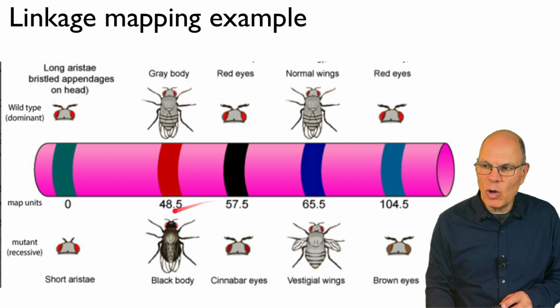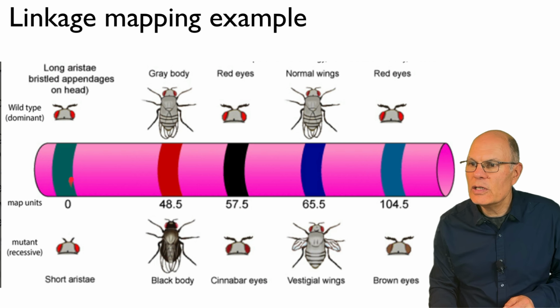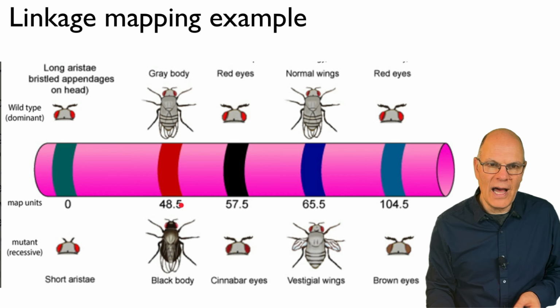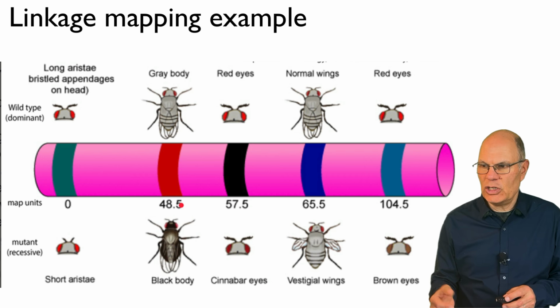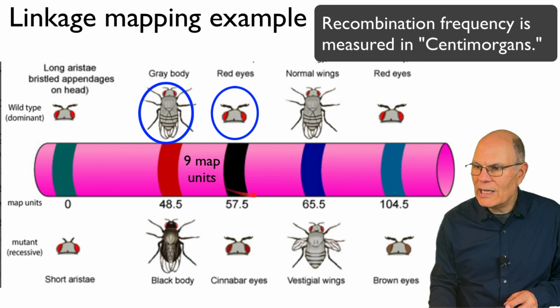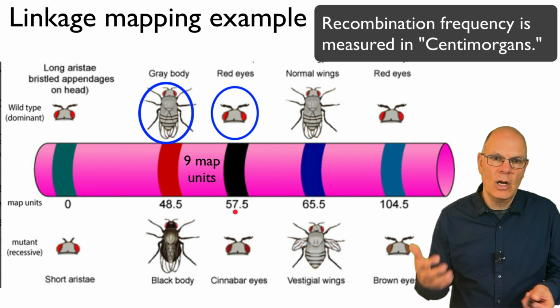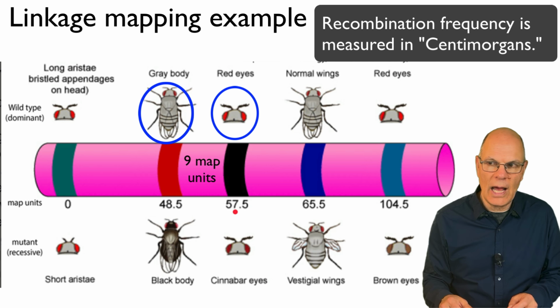So over here, this is a chromosome map, and it's saying here that the distance between this long bristled appendage called long arista and gray body is 48.5. Well, those are units that reflect the frequency of recombination. Over here between gray body and red eyes, that's a little bit under, that's 9 recombination units. And really what this amounts to is the frequency of recombinants.